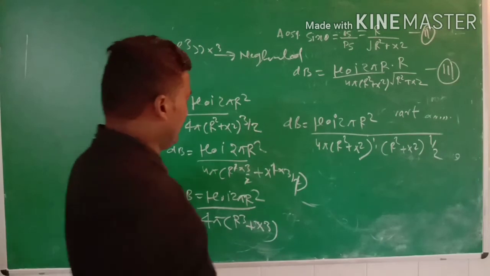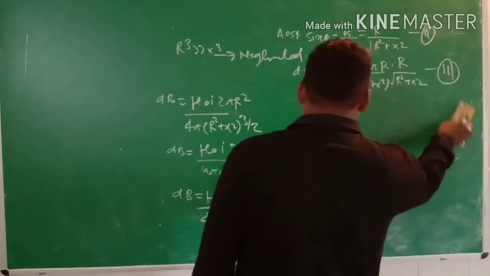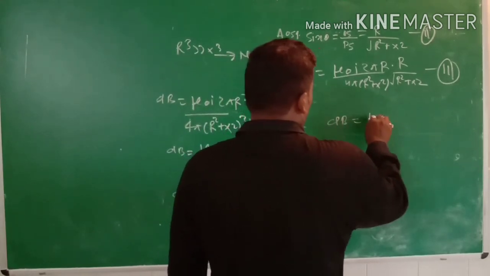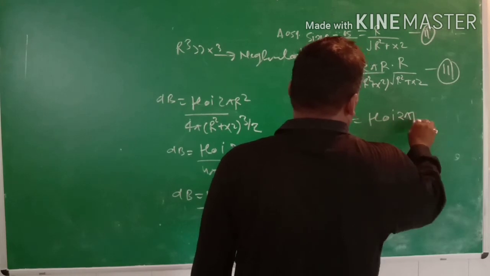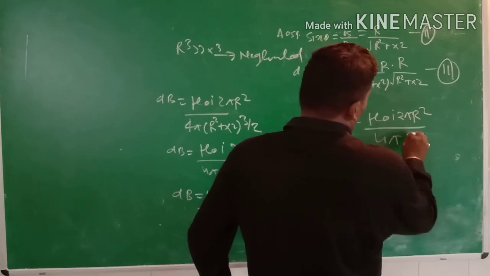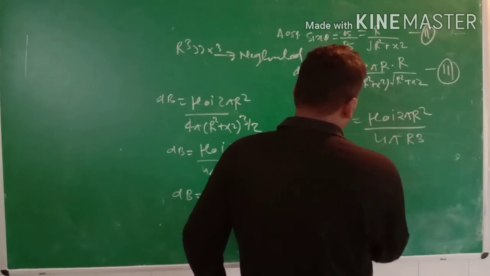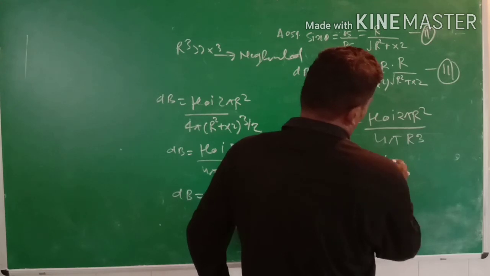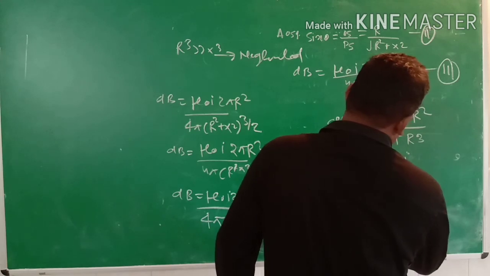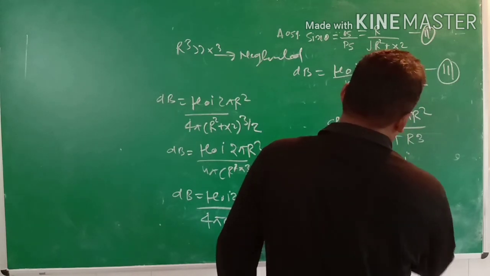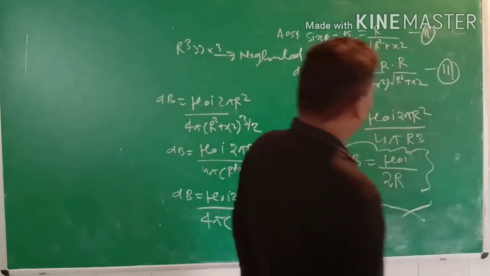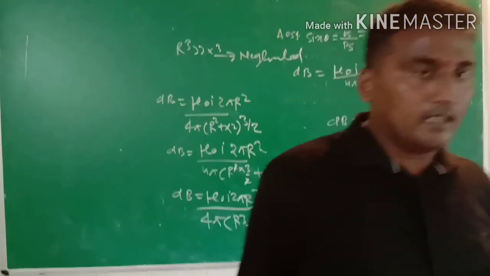Now the relation is simplified. dB is equal to mu naught I 2 pi r square upon 4 pi r cube. Therefore, dB is equal to mu naught I upon 2r. That was the mathematical relation of the magnetic field identified for the circular ring or circular loop.